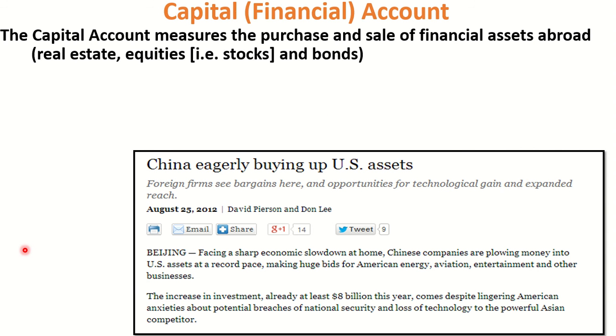Our capital or financial account measures the purchase and sale of financial assets abroad. So real estate, equities, stocks, and bonds. That's a very limited amount of stuff, but those are the main ones that we'll talk about. Here's a news article from 2012. You can see I've been teaching for a while. But this headline is perfect. I don't know why I'd need to find another one.